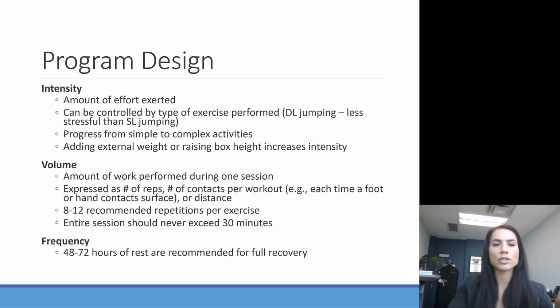And then frequency, every 48 to 72 hours, you need rest because it is higher intensity, so you're going to need that full recovery.